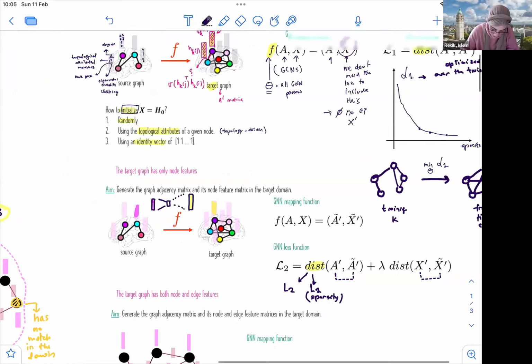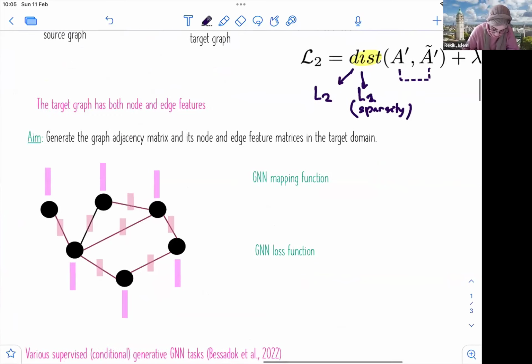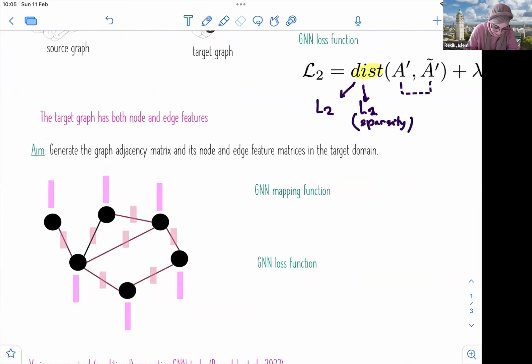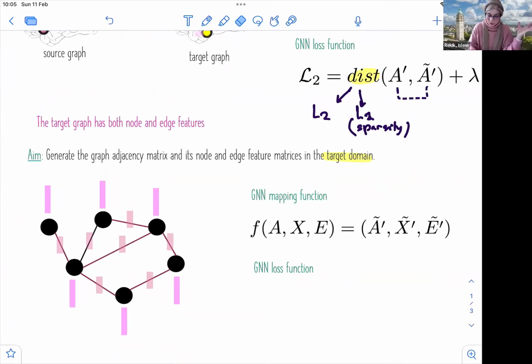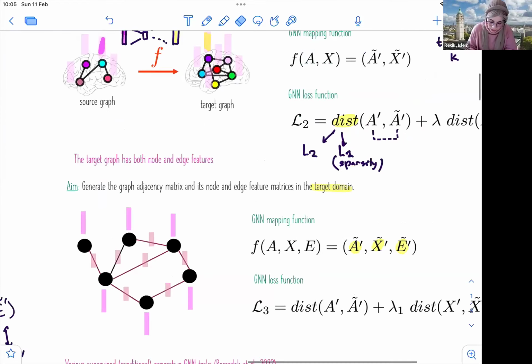Now, the third scenario is when the target graph has actually both node and edge features. So we want to generate an adjacency matrix and also its node and edge matrices in the target domain. So here, for example, this is our mapping network. So the network is huge. Actually, it is able to predict three things: the whole graph topology, the features assigned to each node in the target domain, and the edge features in the target domain. Okay, so the loss function now is even bigger because we have three terms, L3.